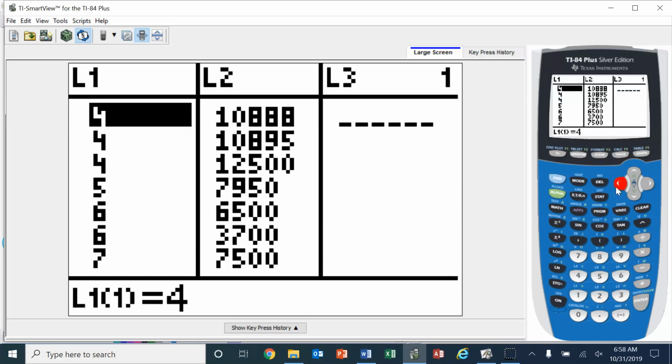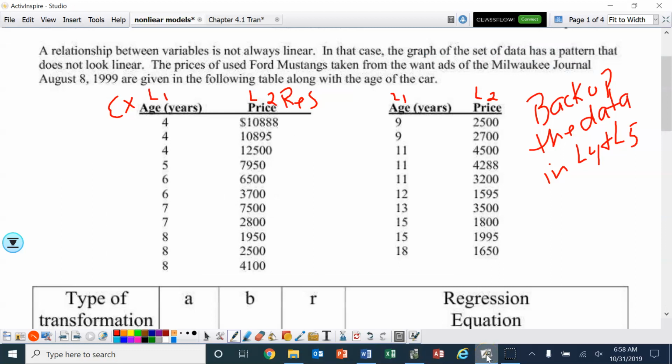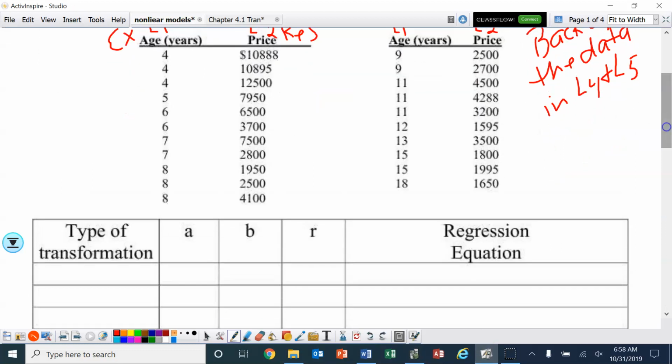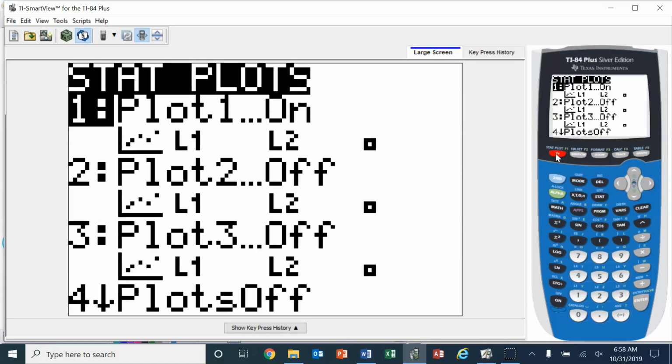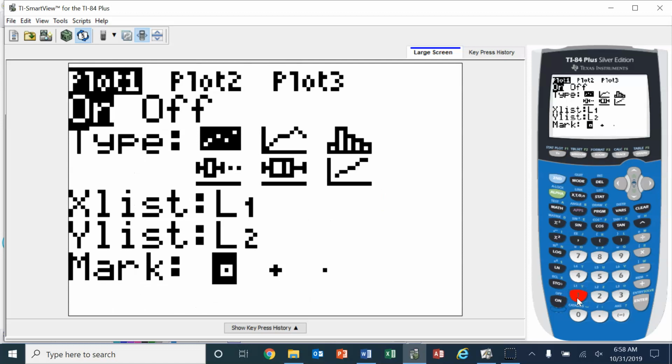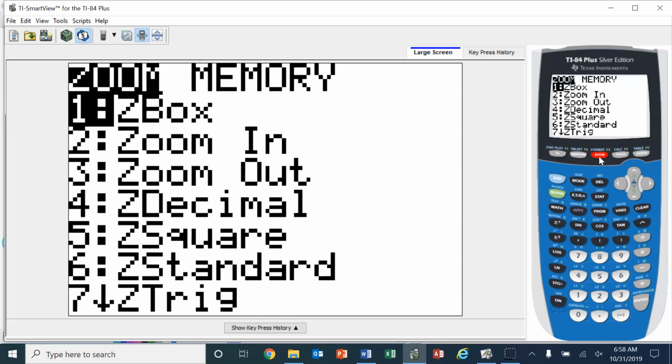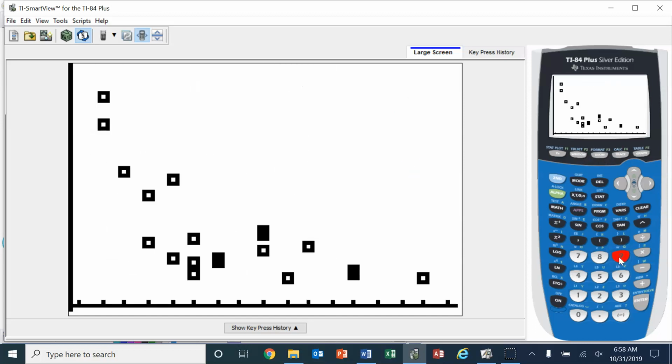All right. So first thing we're going to do is take a look at the picture. So we need to make sure our stat plot is on. Yep, our stat plot is on. Everything looks good. L1, L2. All right, zoom 9, and here's the data. And it is very obvious that it is not linear.